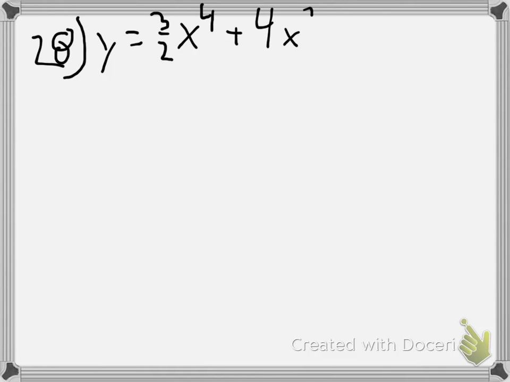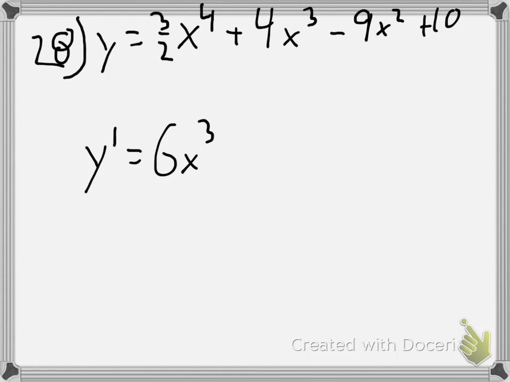I am doing number 28, where we are finding the extreme values on the graph of y equals 3/2 x to the 4th plus 4x cubed minus 9x squared plus 10. Now to do this, we have to take the derivative of the graph using the power rule. So y prime will equal 6x cubed plus 12x squared minus 18x.